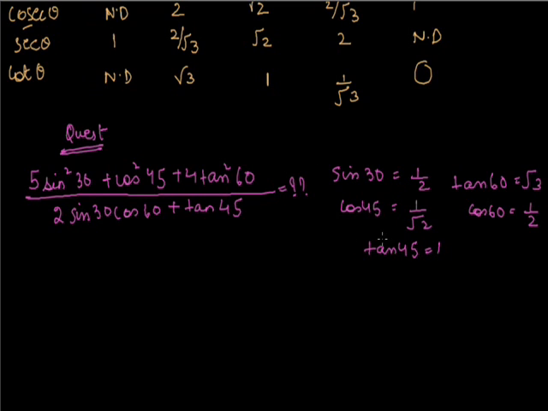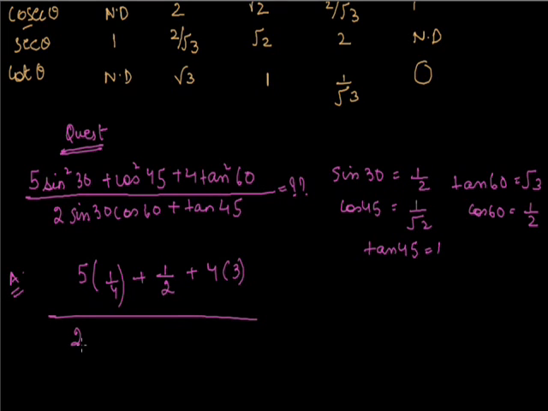So we'll be directly putting these values in the above question. So it becomes 5, 1 by 2 whole square becomes 1 by 4, cos 45 is 1 by root 2 whole square, that is 1 by 2. Tan 60 is root 3, so root 3 square is 3 upon 2, sin 30 is 1 by 2, cos 60 is 1 by 2, tan 45 is 1. So when we calculate all this, we'll be getting the answer as 55 by 6.